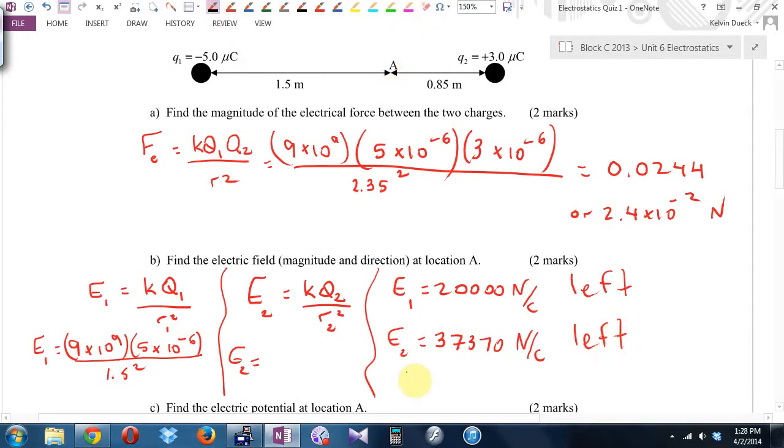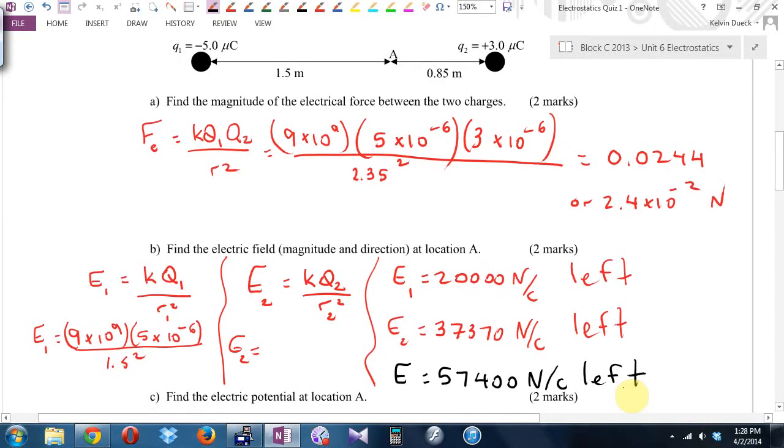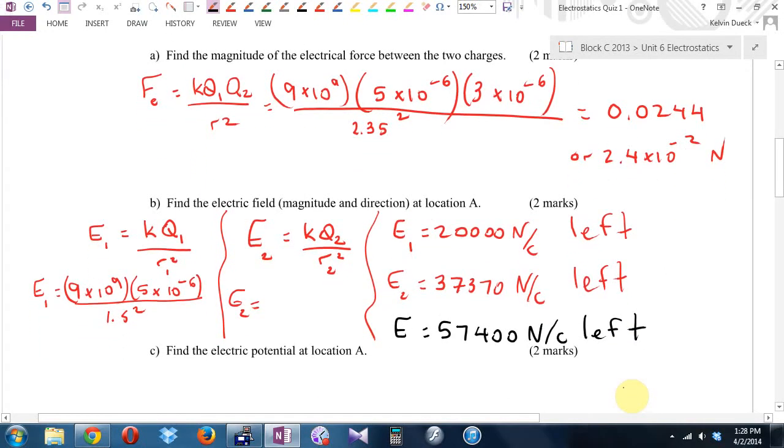So final answer is going to be 57,400 newtons per coulomb left. That gets you 2 out of 2. Is that right? Yes? Okay. In terms of part marks, I would probably go something like this. Half mark for that magnitude, half mark for that magnitude, half mark for the magnitude, and a half mark for the direction. Something like that.